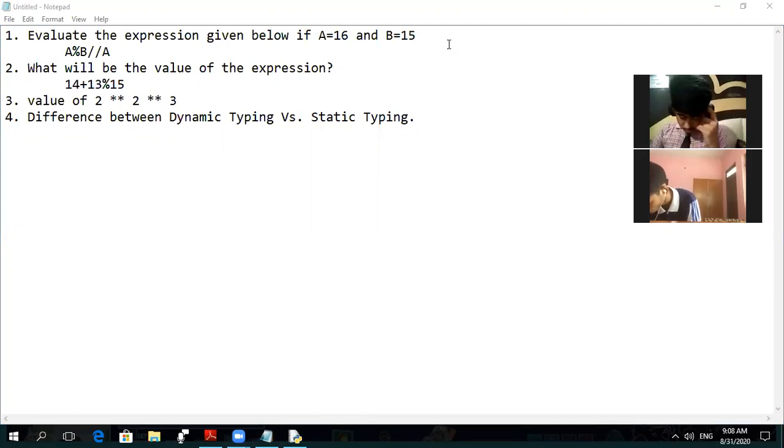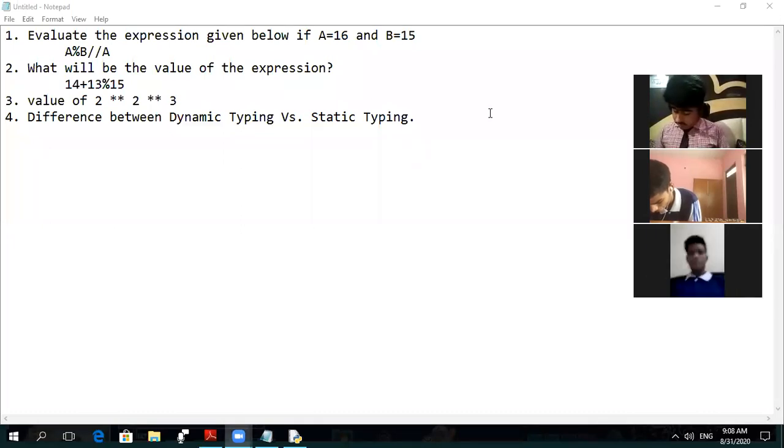Give answer fast. If you don't know the answer, please write sir don't know. Then I will solve it. Sachin has given answer of question number 1 and 2.